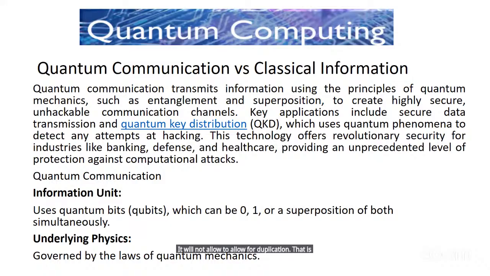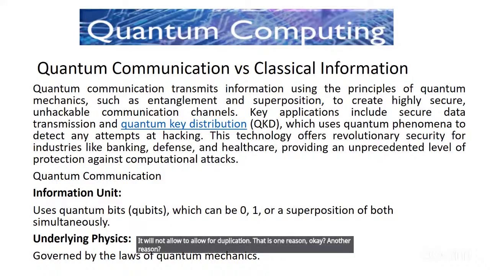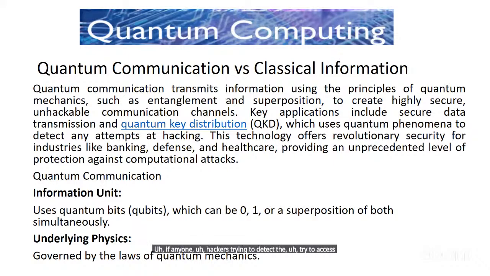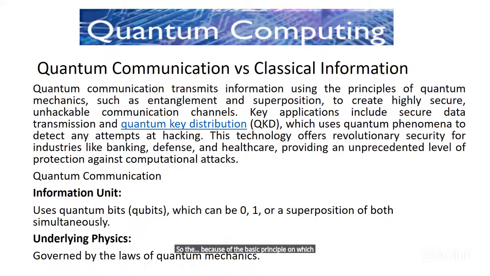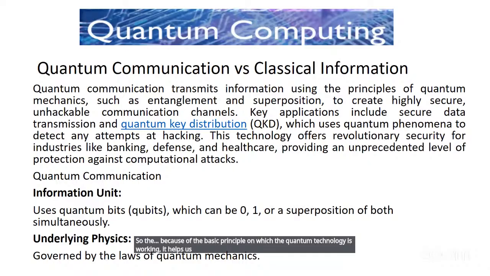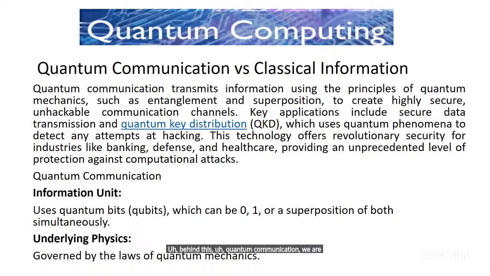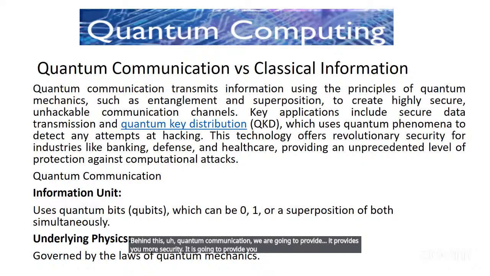That is one reason. Another reason: if any hacker tries to access our information, the quantum state will collapse, it will change, so that we come to know that some hacker is trying to take our data. Because of the basic principle on which quantum technology works, it helps us detect the hacker. Immediately when they try to access our information, the quantum states will change. With this disturbance, we can make out that some hacker is trying to detect the data. So that is the main reason quantum communication provides you more security. It is going to provide you unbreakable security.